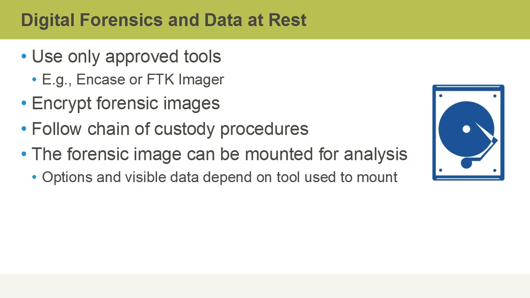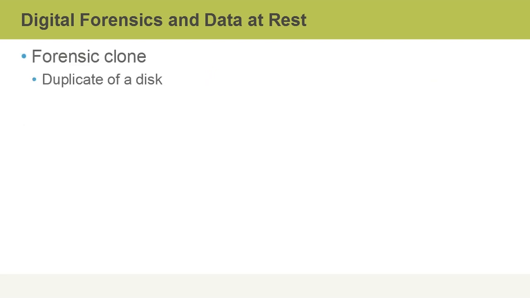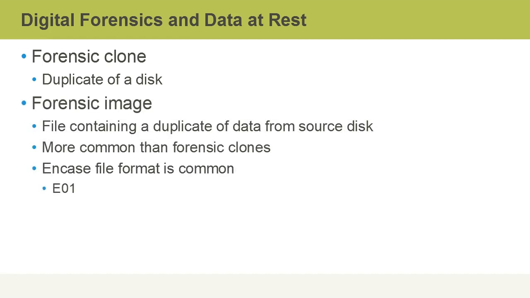Forensic images can then be mounted for analysis purposes. Now, the options and visibility of the data when that forensic image is mounted really depends on the tool that's being used to mount the forensic image. A forensic clone is a duplicate of a disk, whereas a forensic image is a file that contains a duplicate of the data from a source disk. Now, forensic images are much more common than forensic clones. The EnCase file format, for example, is very common, where it uses an E01 evidence file image format.